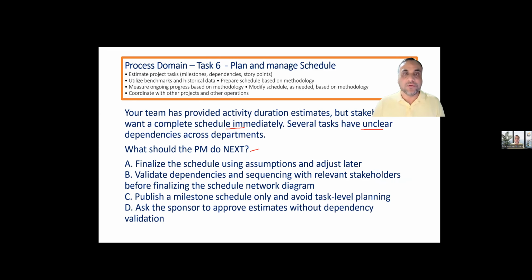Finalize the schedule using assumptions and adjust later. Can be done. Validate dependencies and sequencing with relevant stakeholders before finalizing the schedule network diagram. Better answer. Publish a milestone schedule only and avoid task level planning. High level planning can also be done, right? Ask the sponsor to approve estimates without dependency validation. It is inappropriate. So all can be done, yes, but the better answer, the good way of doing the thing, is B. A and C are not wrong, but still they can be options available.